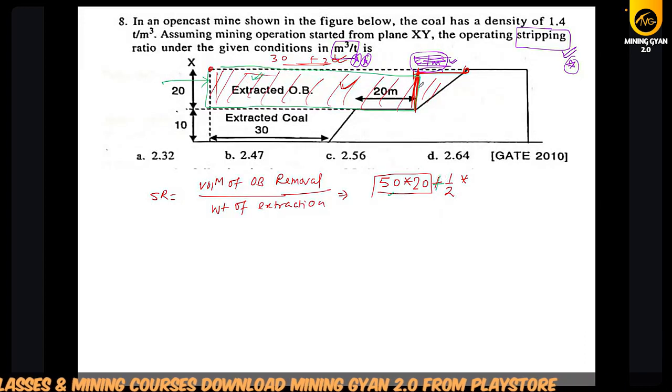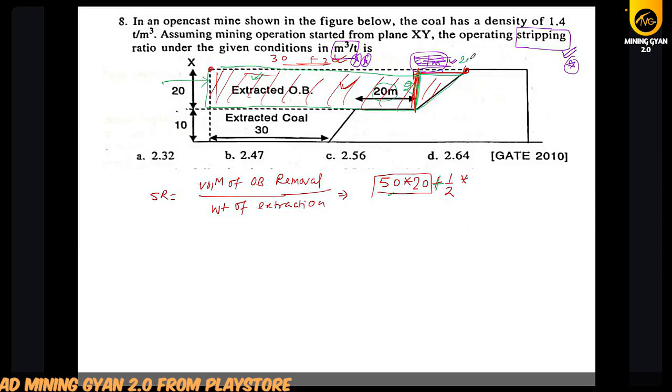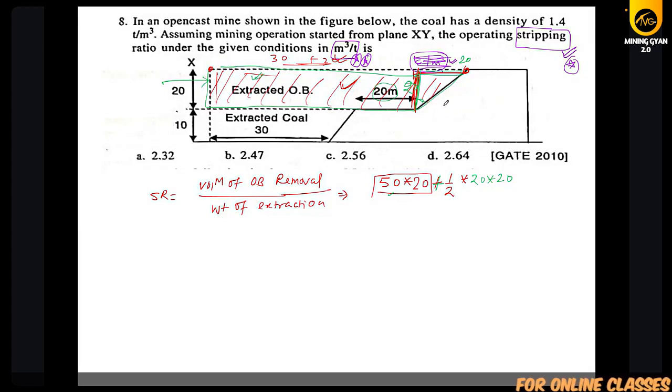Then the plus sign, and if you want to find out the area of it, if it is 20, then it will also be 20 because it is 45 degrees. So 20 multiplied by 20. Or if he has given any angle, then we will solve according to it. Here he has not mentioned it.